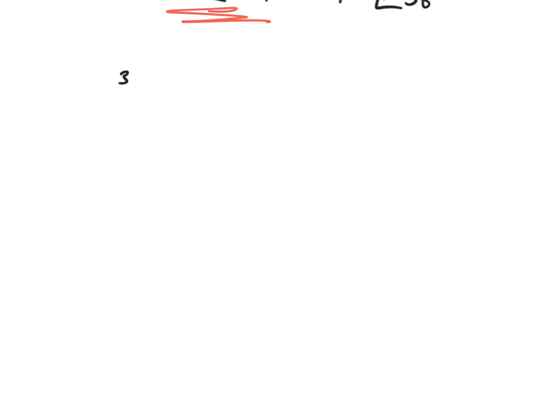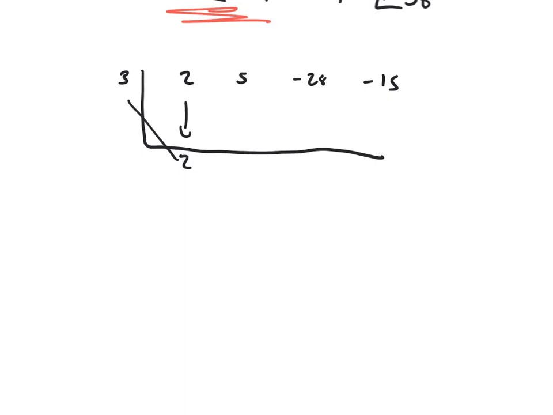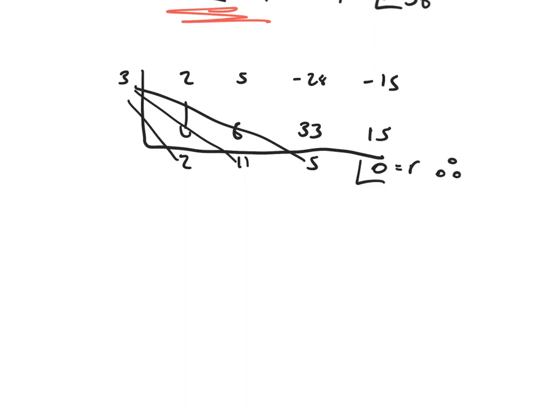Okay, so this time I'm going to try 3, and it's 2, 5, minus 20, and minus 15. Drop the 2 down. 2 times 3 is 6. 6 plus 5 is 11. 11 times 3 is 33. 33 take away 20 is 13. 13 times 3 is 39. 39 take away 15 is 24. So r is not zero here.